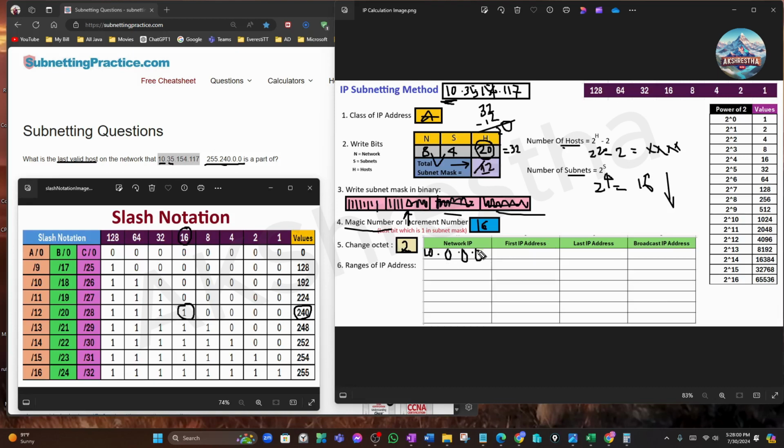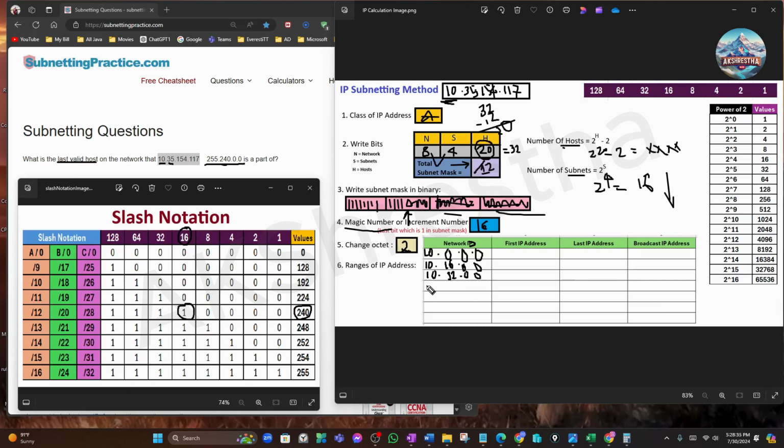10.0.0.0. We have to start with this network ID, okay? This is the network ID. Now, this is our network starting. For every next network, we have to add 16, like this. This is 10.0.0.0, then we go here 16, so 10.16.0.0. One more I will write down here, 10.32.0.0.